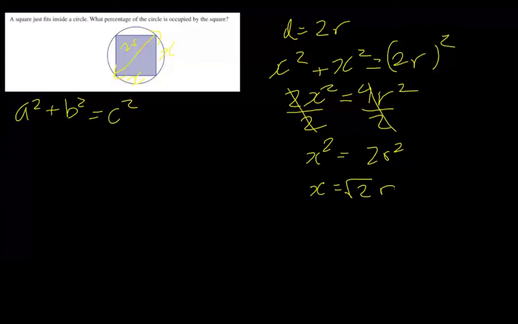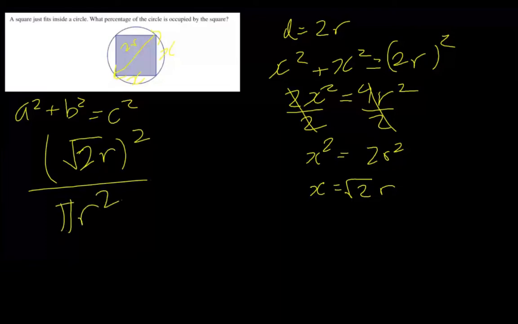The percentage of a circle occupied by the square. To find that, you have to find the area of the square and divide it by the area of the circle. Now we have the side length of the square, and the area for the square is defined as being the side length squared. And we know what the side length is, it's root 2 times r. So root 2 times r, squared to get the area of the square, over, we already know what the area for the circle is, it's pi r squared.